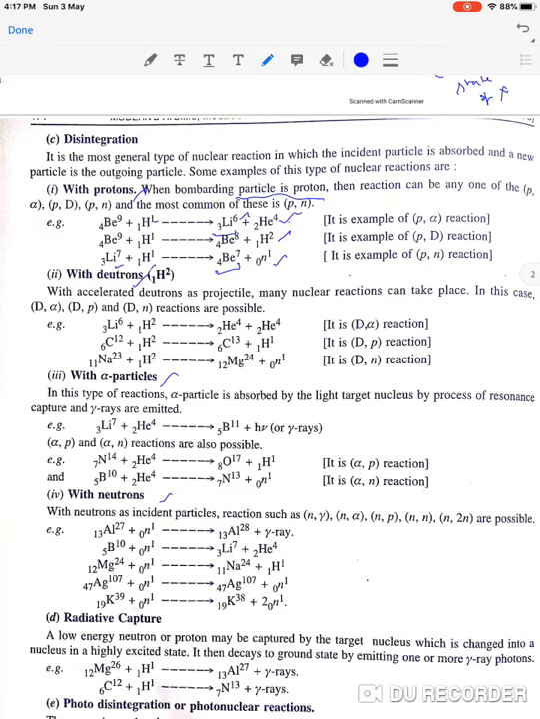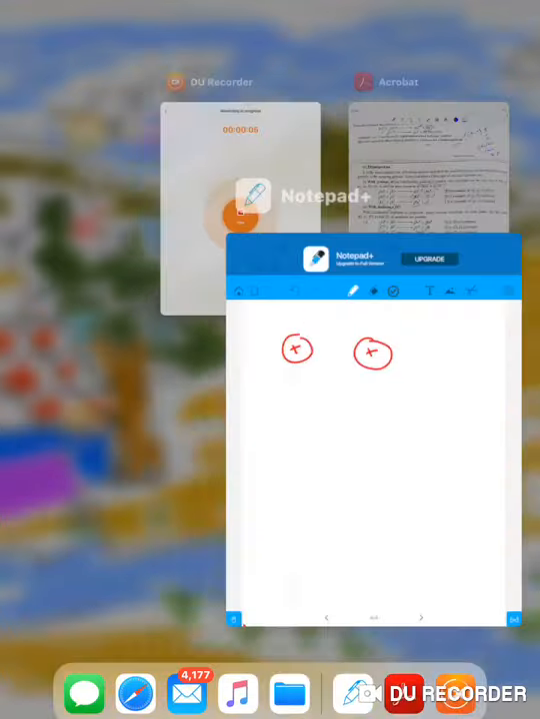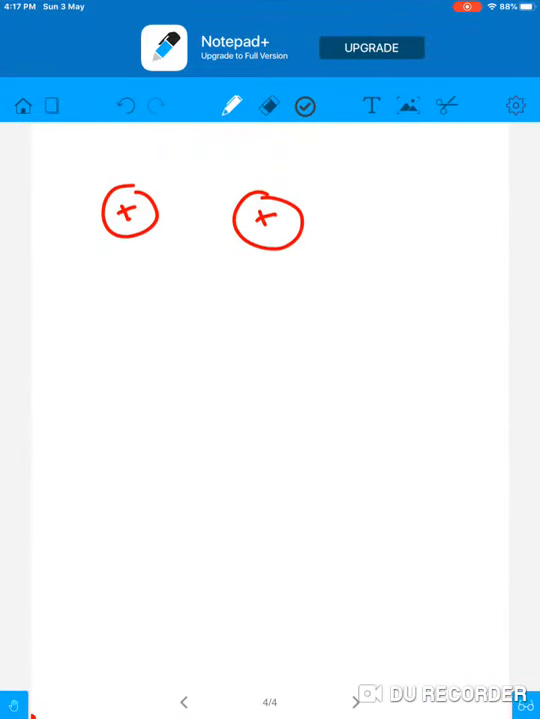First is the type with protons. If I project a proton on a particular target, then for example, if I take another example in which I do the transmutation by protons, and I have a particular reaction, like if I write another example, lithium is bombarded with proton.